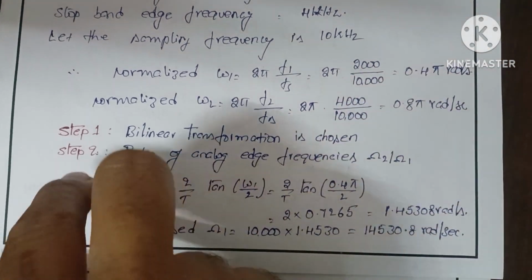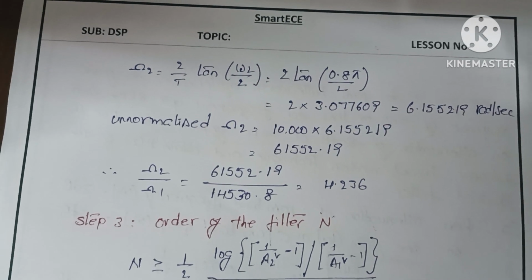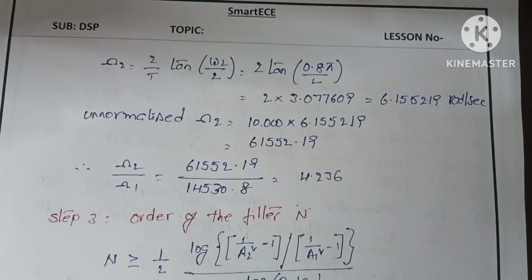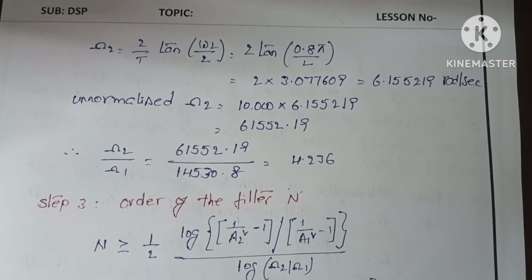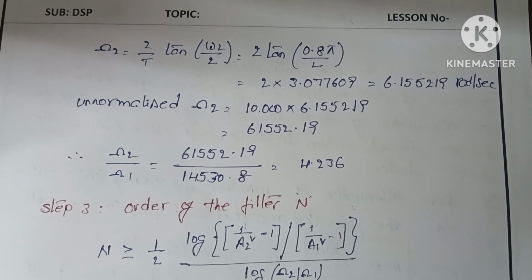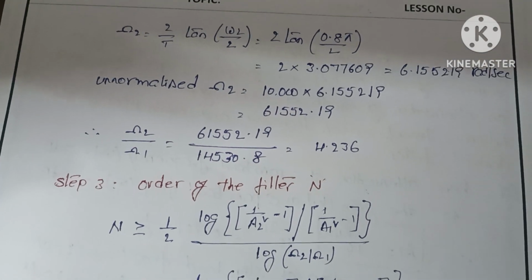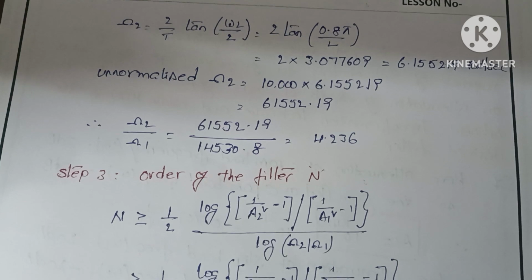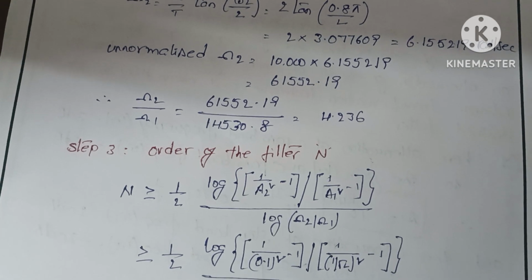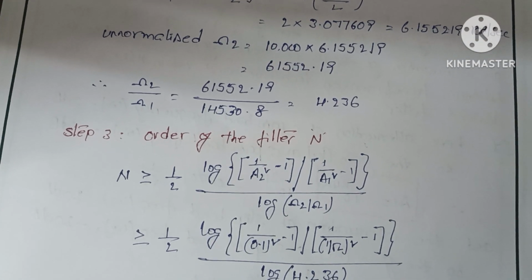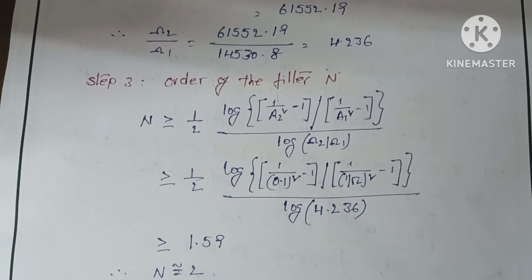So you will be getting 14,530.8 radians per second. Another frequency, the stop band frequency, that is omega 2, is 2 by T tan omega 2 by 2. Substitute all the values, you will be getting 6.155219 radians per second. Again, this is a normalized value. If you want to have an unnormalized value, multiply the above value with 10,000, so that it will be 61,552.19. Let us take the ratio of omega 2 by omega 1, which you will get as 4.236.